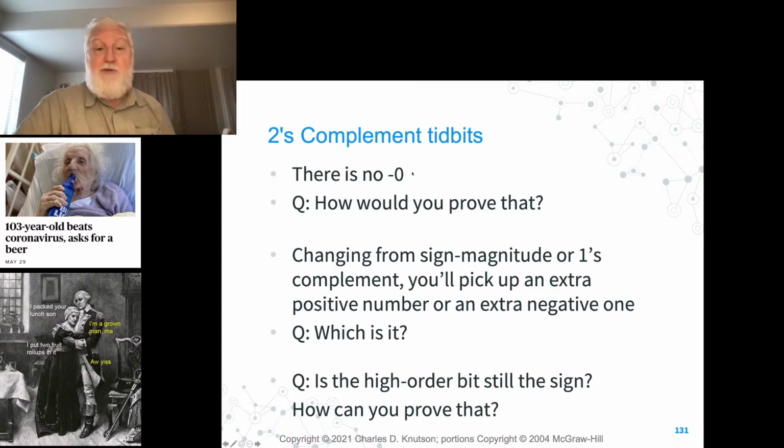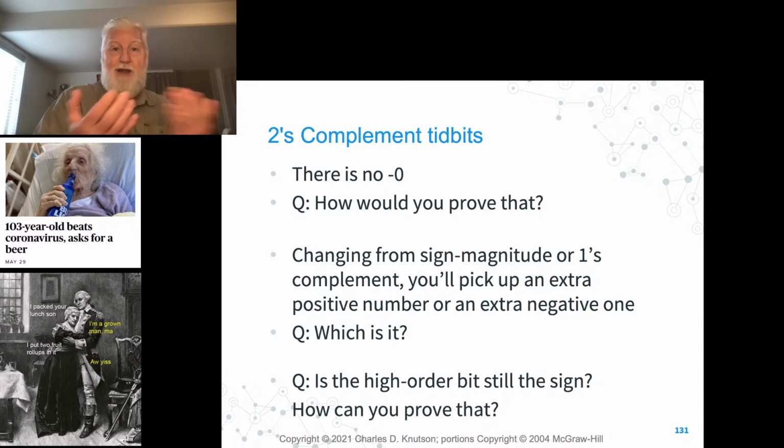Some other tidbits with two's complement. Remember with sign magnitude, we had a positive and a negative 0. The other interesting thing is that with one's complement, we also had a positive and negative 0. Two's complement, we don't. We don't have a negative 0. We just have 0. So we just picked up a number, right? We don't have 2 zeros. We only have 1 zero.